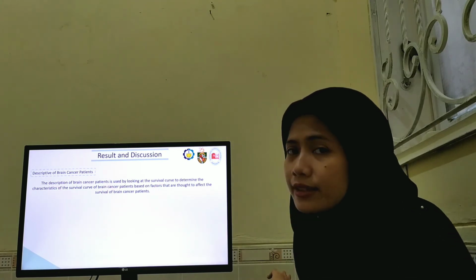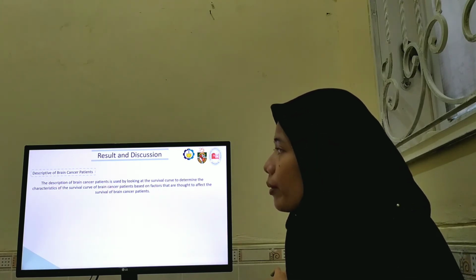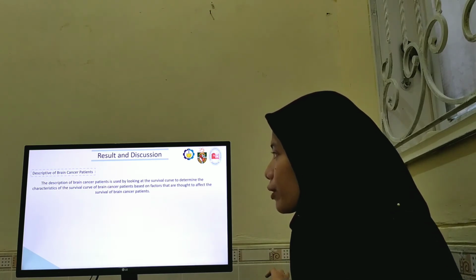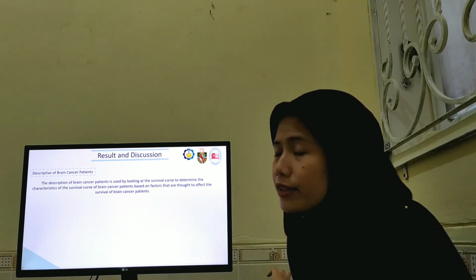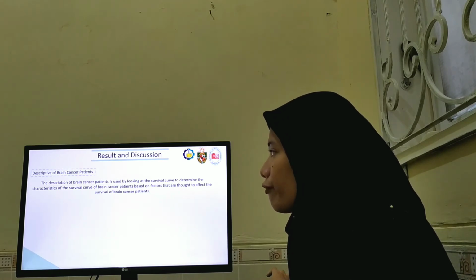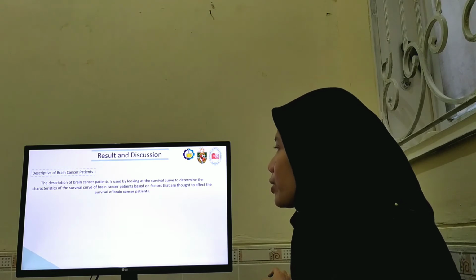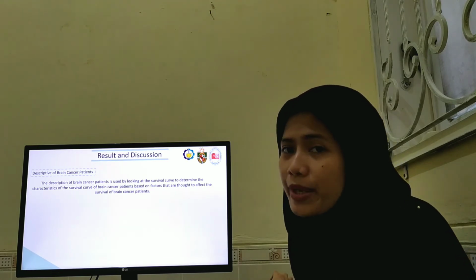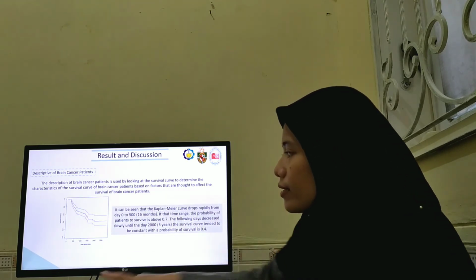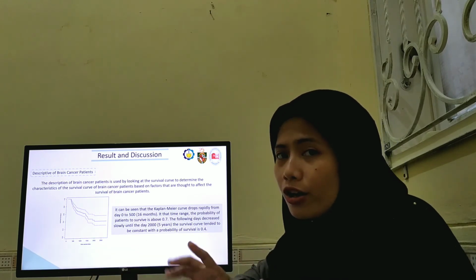Result and discussion. Describing the brain cancer patients is done by looking at the survival curve to determine the characteristics of the survival curve of brain cancer patients based on factors that are thought to affect their survival. Here is the Kaplan-Meier curve of all the variables.